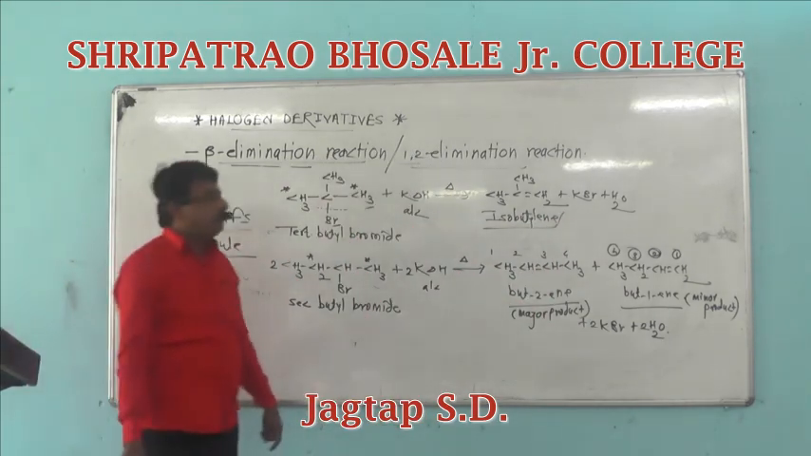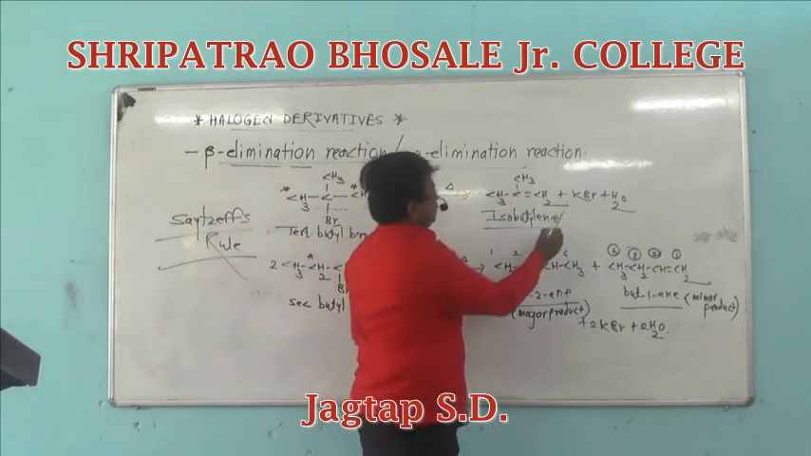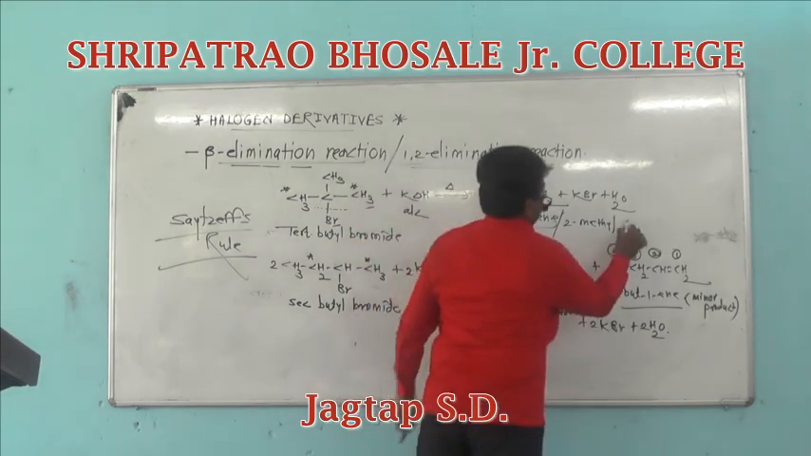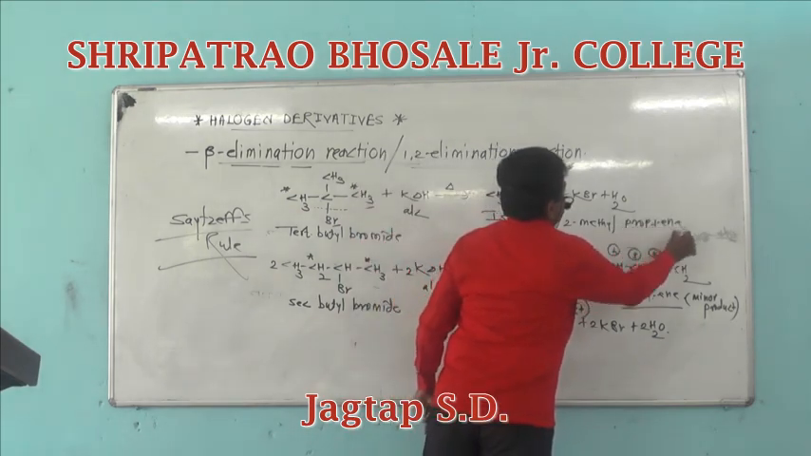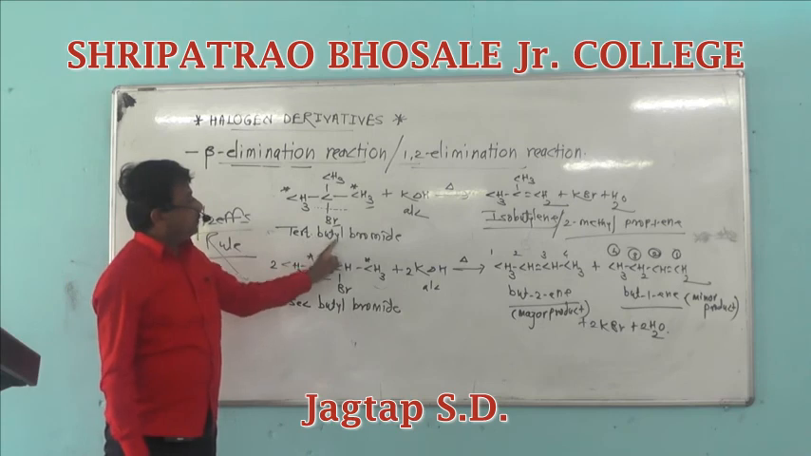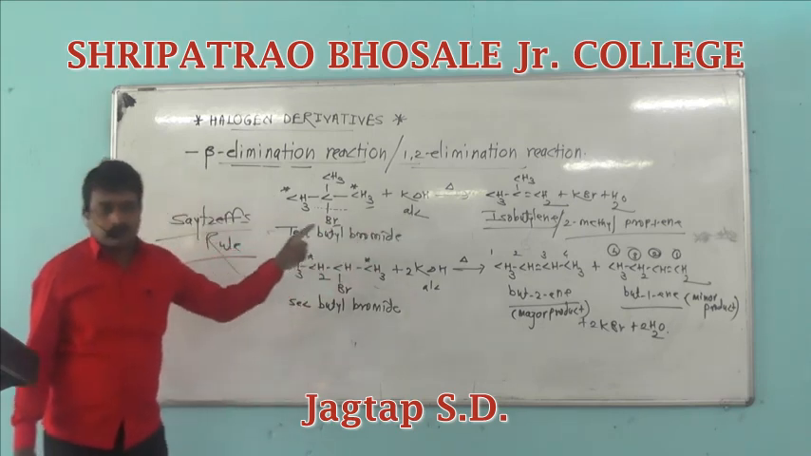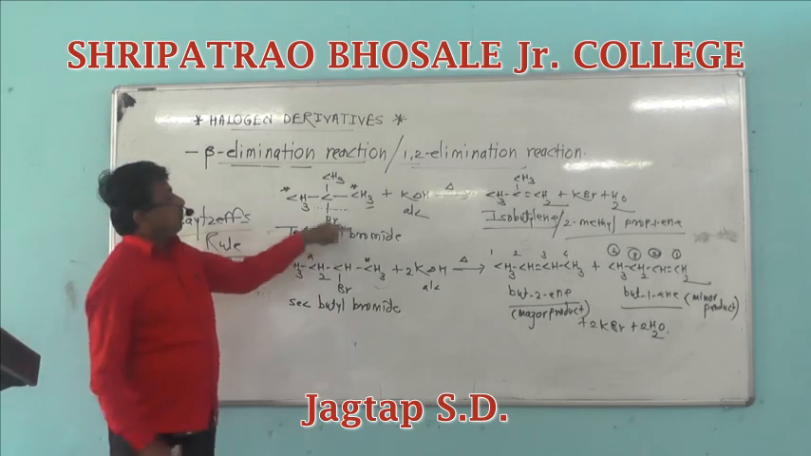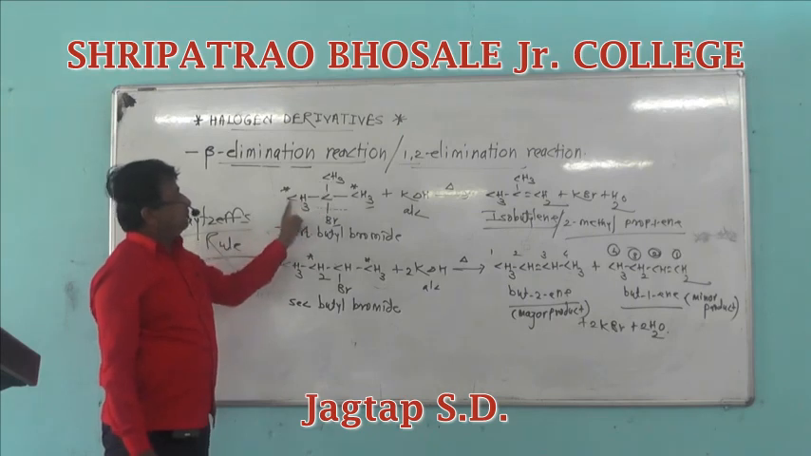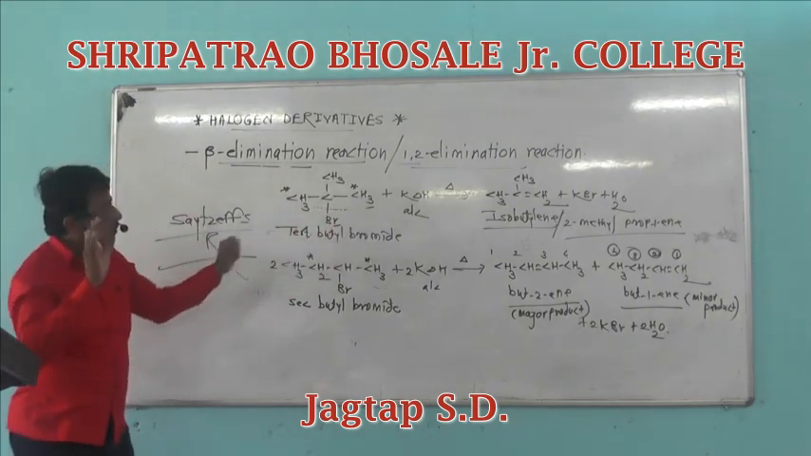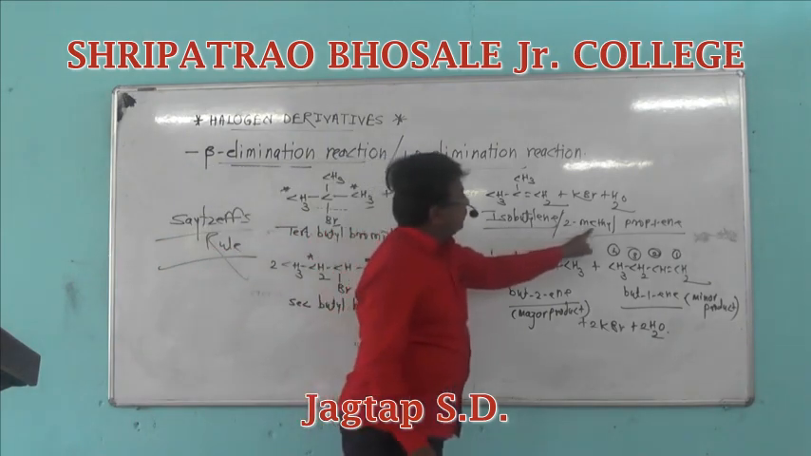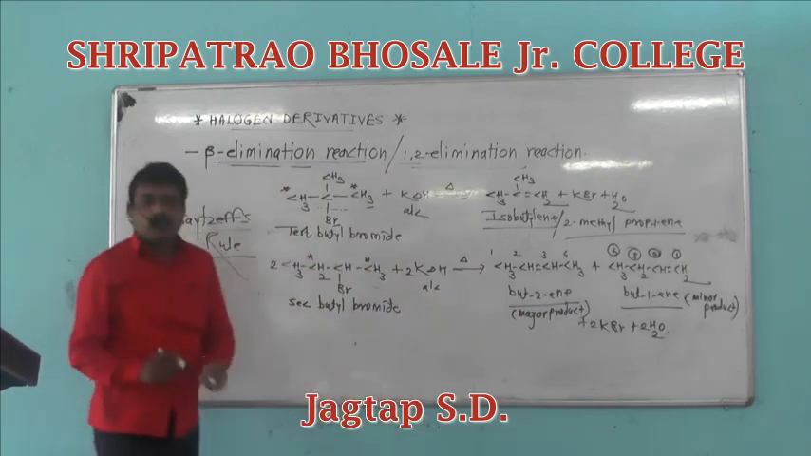According to IUPAC system, it is also named as 2-methylprop-1-ene. So question may be, how will you convert the tertiary butyl bromide into isobutylene? Tertiary butyl bromide is also known as 2-bromo-2-methylpropane. So question may be, how will you convert the 2-bromo-2-methylpropane into 2-methylprop-1-ene?